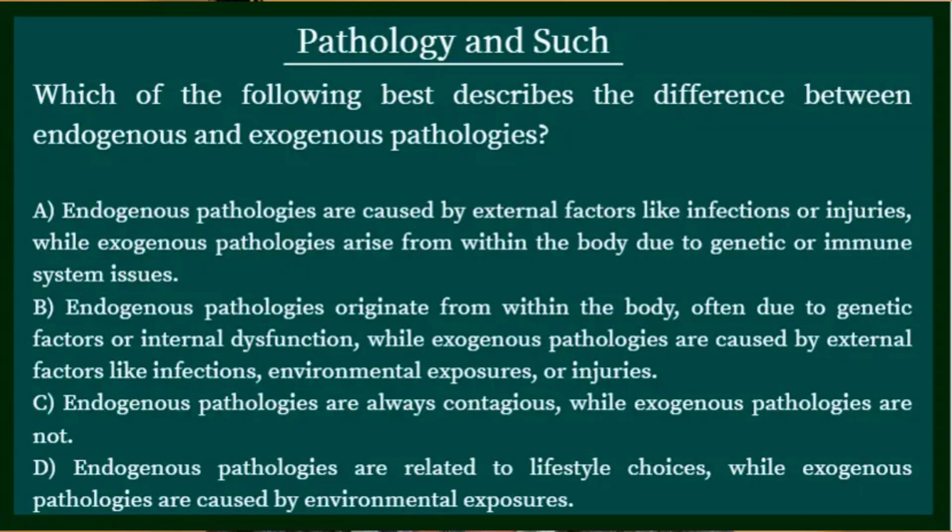C. Endogenous pathologies are always contagious, while exogenous pathologies are not. That's not correct. Endogenous pathologies come from inside the body. Okay. D, endogenous pathologies are related to lifestyle choices, while exogenous pathologies are caused by environmental exposures. I think lifestyle choices and environmental exposures are both exogenous pathologies. So I think the best answer here is B.